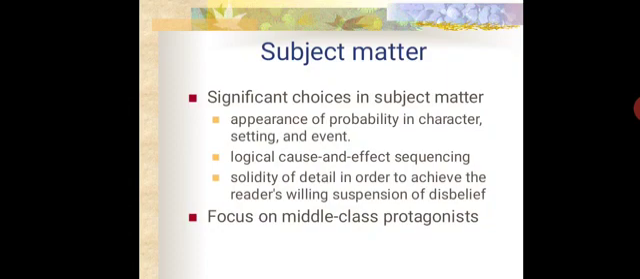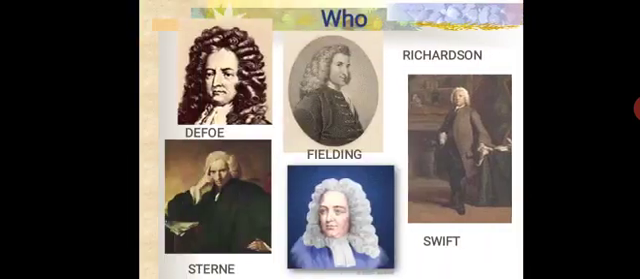So next, when we see the pictures of the novels, the front pages and title pages of the novels, we can understand how they focus on a middle class protagonist. See, who are the representatives, the pioneers of the realistic novel and the beginning of the novel? Daniel Defoe, whose Robinson Crusoe is representative of the middle class people.